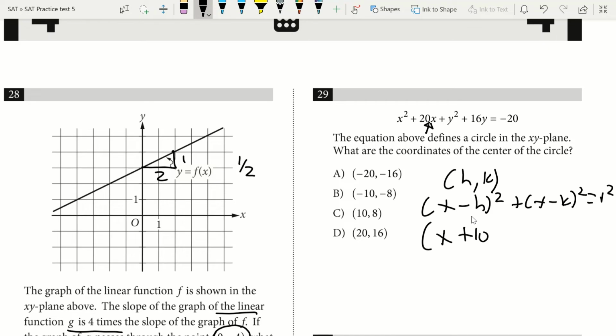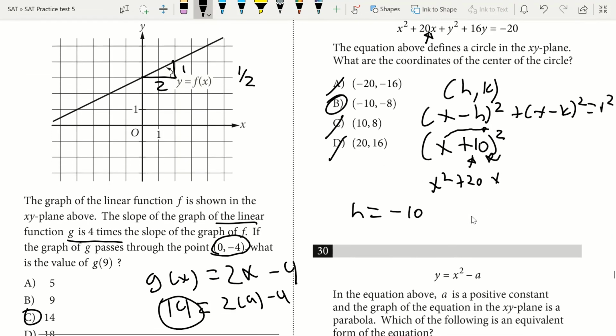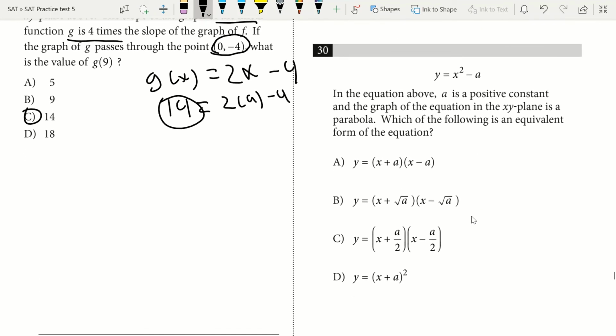In order to get plus 20x with x minus h, I know that I have to have (x plus 10) squared, because then I get that x times the 10 from the other side, and then the x from the other side times the 10 from this side. And when I do that, I'm going to get x squared plus 20x, right? So in order for me to have this plus 10 here, I have to have minus h. Well, h will have to equal -10 then, because negative minus negative will get me that positive, that x plus 10. So I know that my x value has to be -10. The only answer choice with that is B, so B will be my answer.